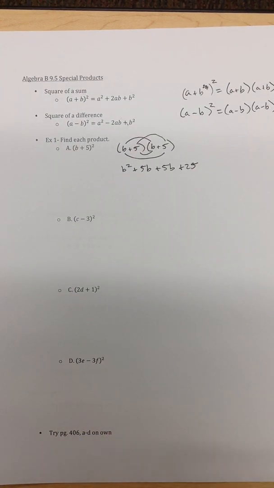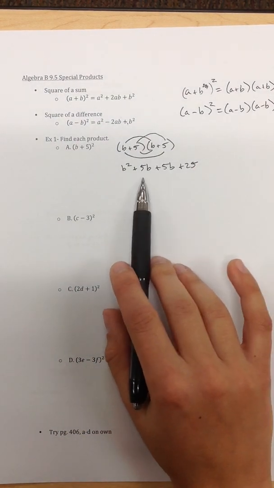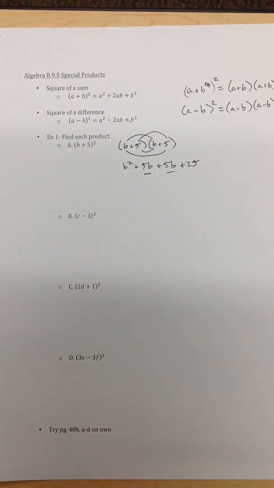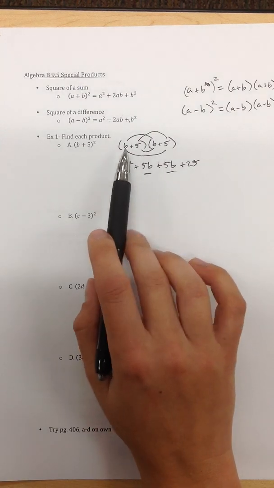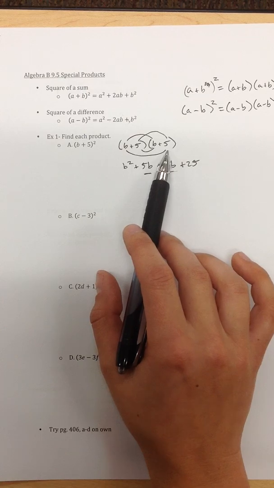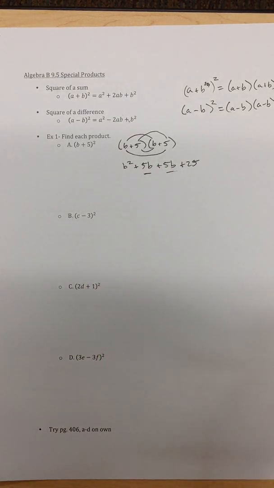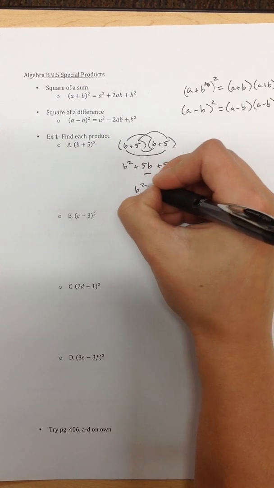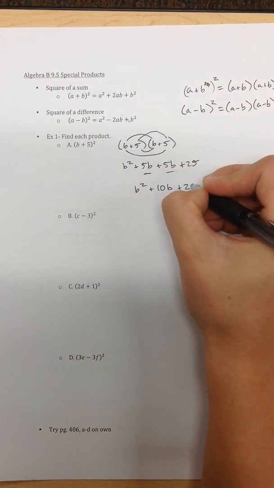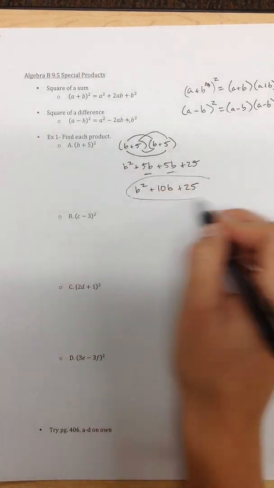With these, our middle two should always be the same. If you do outside and inside, those should always be the same value because we're taking the same two letters or numbers and multiplying them. We were taking b times 5 and 5 times b, same situation, so we should get the same number there. Then, like we were doing with FOIL, usually we can combine our middles. So this would be b squared plus those combine to be 10b plus 25. And that would be our answer.